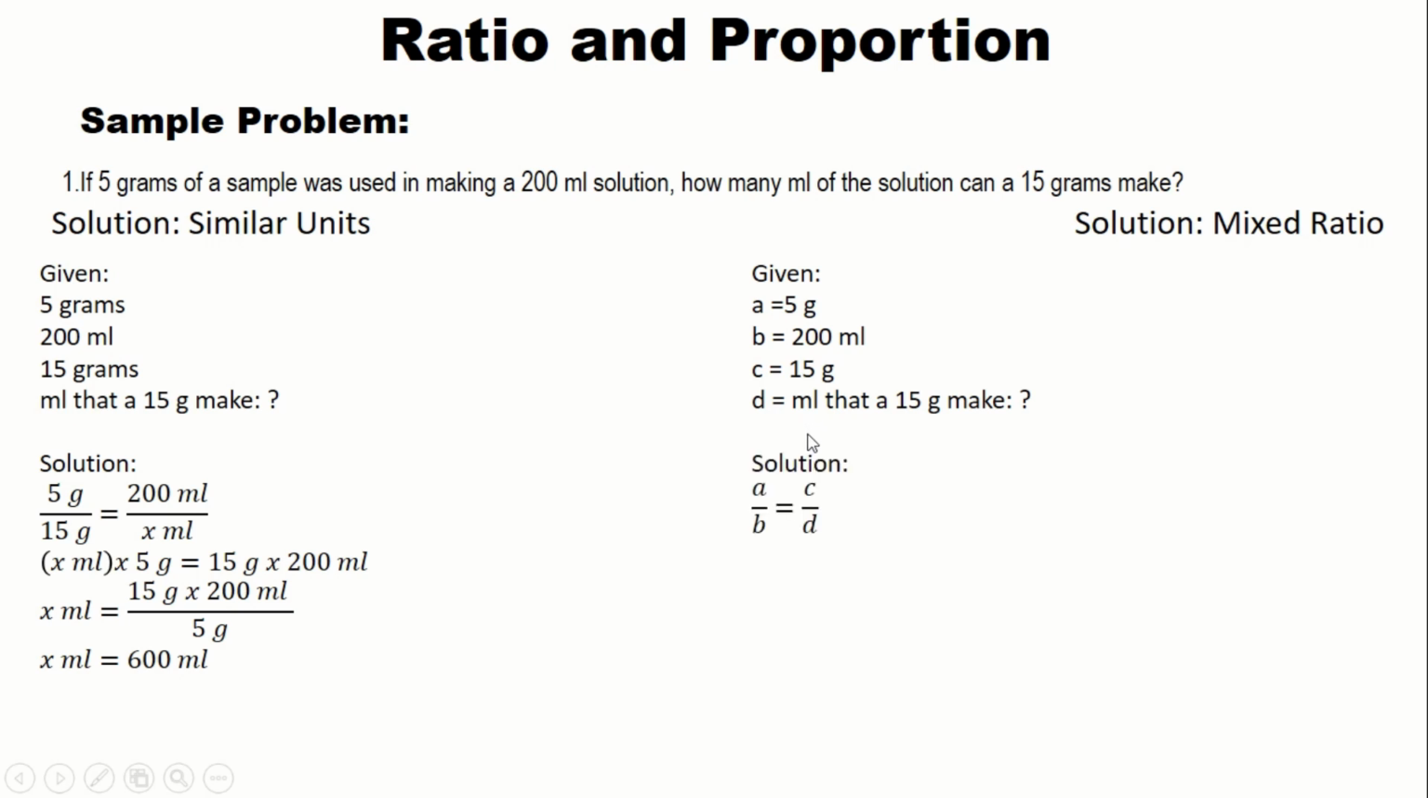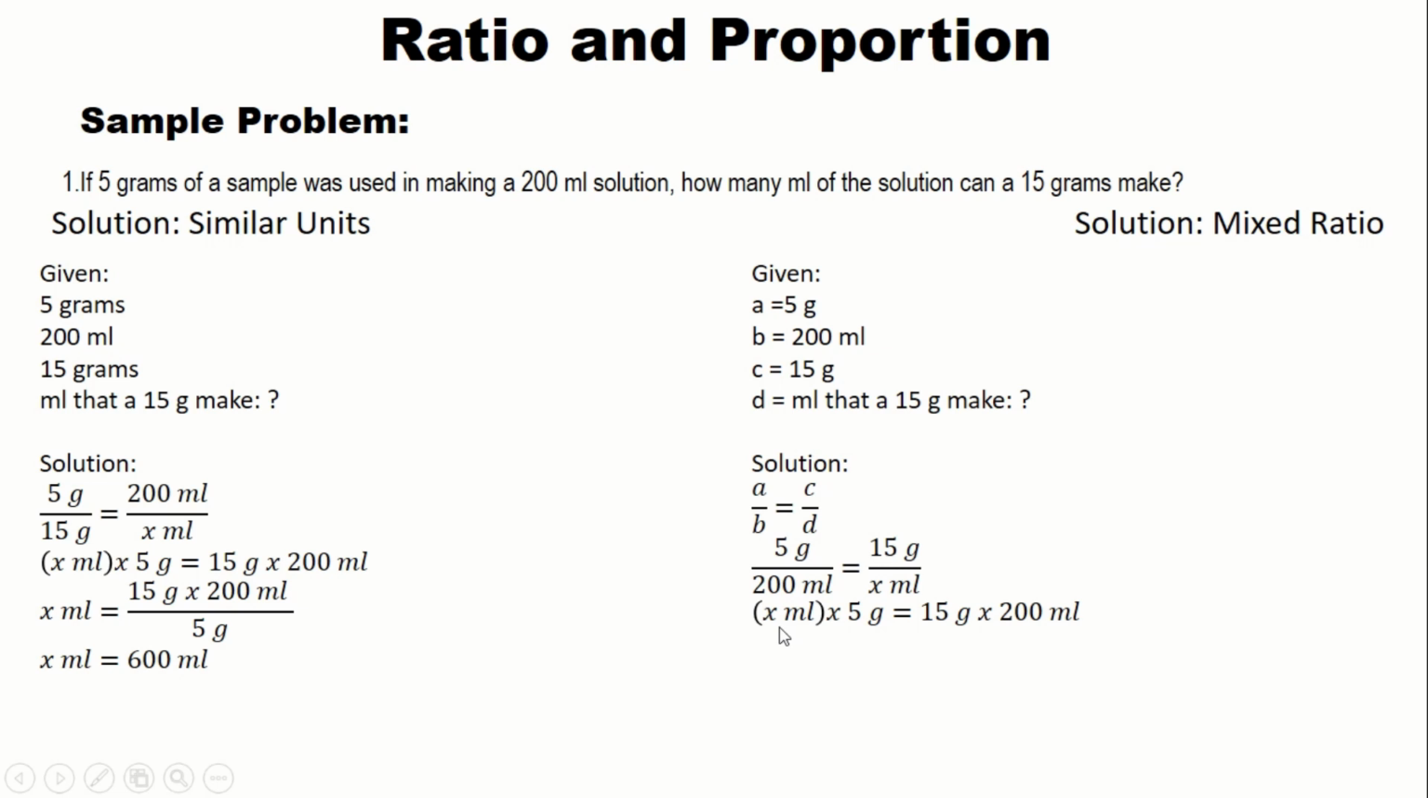Again, for the solution, we'll use this formula: A over B equals C over D. So this is portion of a whole, portion of a whole. So 5 grams over 200 ml is equivalent to 15 grams over the required volume. And then cross multiply the denominator and numerator of each side. So it will look like this.